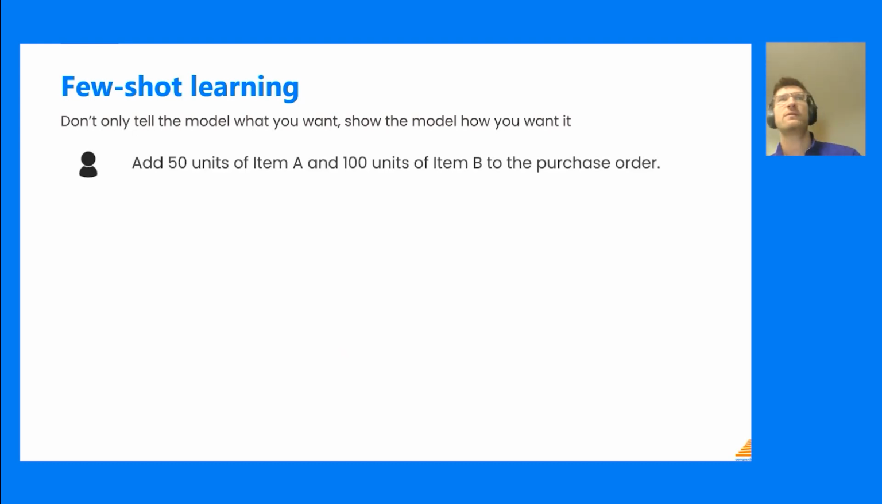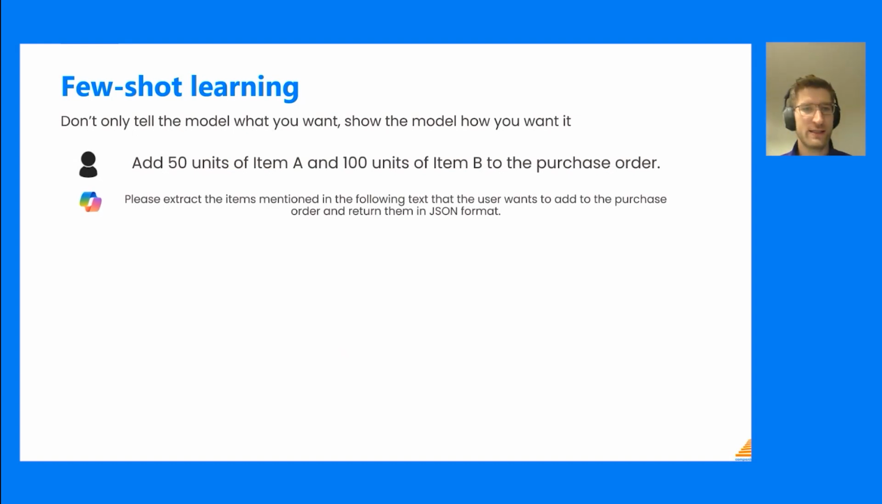Let's say we're trying to build a feature in Business Central where a user can come in and give this input. "Add 50 units of item A and 100 units of item B to the purchase order." You know, something similar to the sales line copilot, which we already have, but for the purchase side. A naive system prompt here would be something like this. "Please extract the items mentioned and return them in JSON format." That would be telling the model what we want.